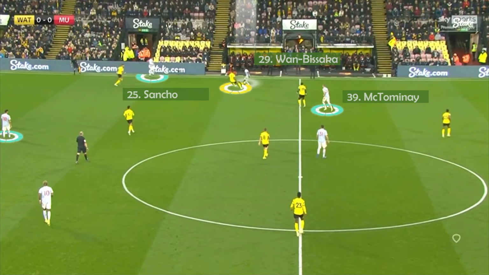And in stark contrast to that, here we can see a passage of play in which Wan-Bissaka does not adequately perform the role that he's being asked. He ends up playing actually initially a really neat one-two with Sancho. As I mentioned, he does have quite quick feet. He's able to play at times effectively in tight spaces, but his final ball and in general his distribution is not a strength of his.